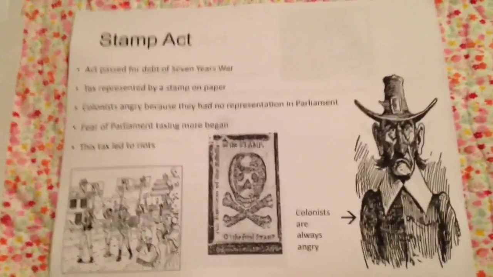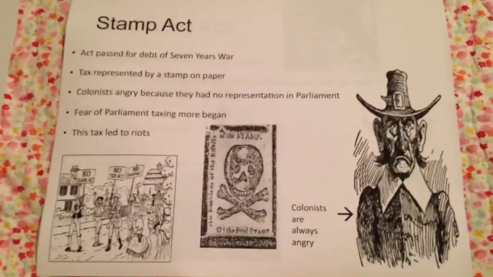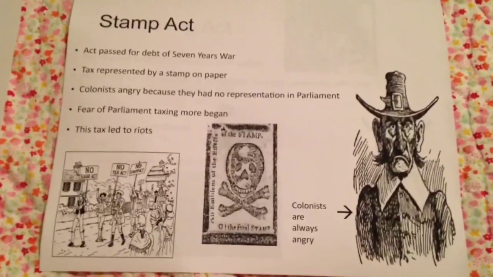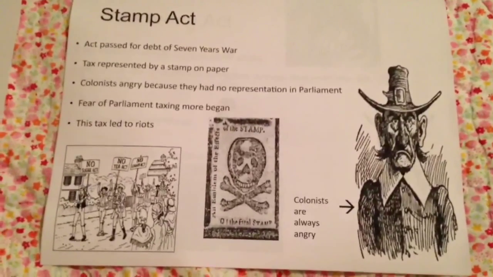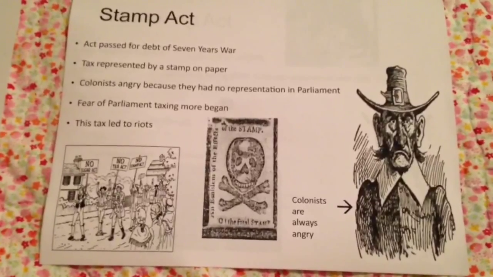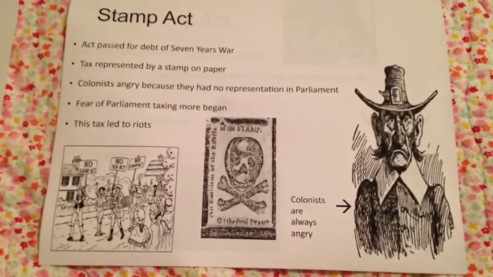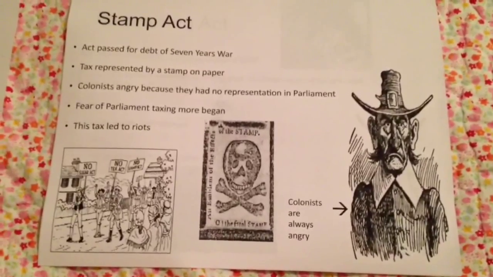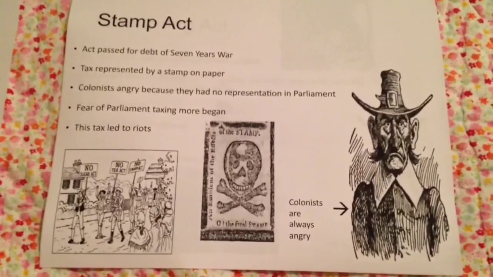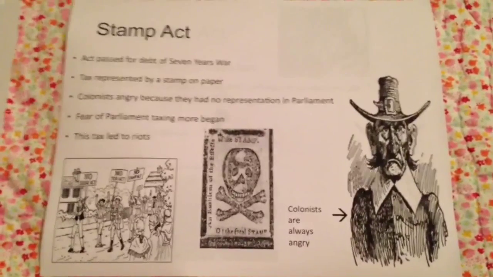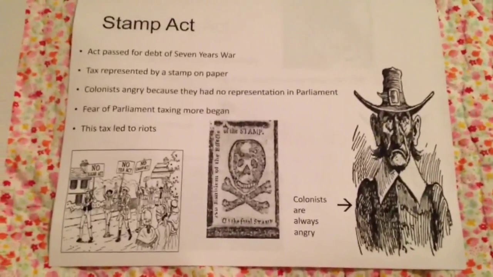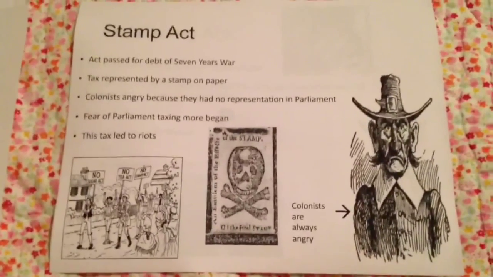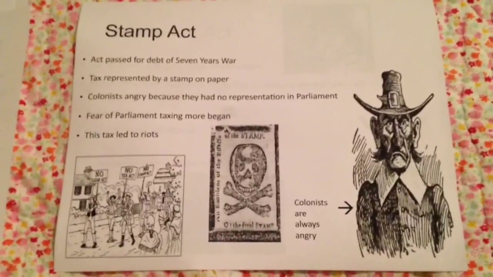Stamp Act. This act was passed to help Britain regain control of debt from the Seven Years' War. The tax was represented by a stamp on paper. It made the colonists angry because they had no consent or representation in Parliament. It worried them that Parliament was now starting to tax more and more. It will lead to riots.